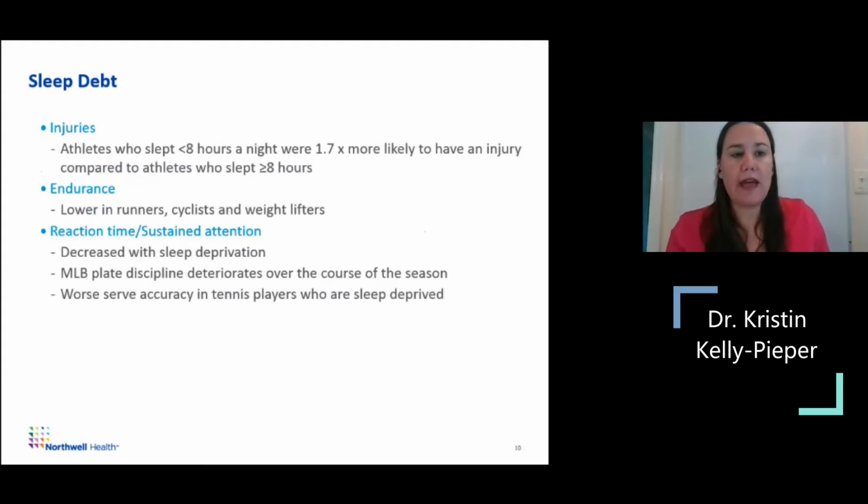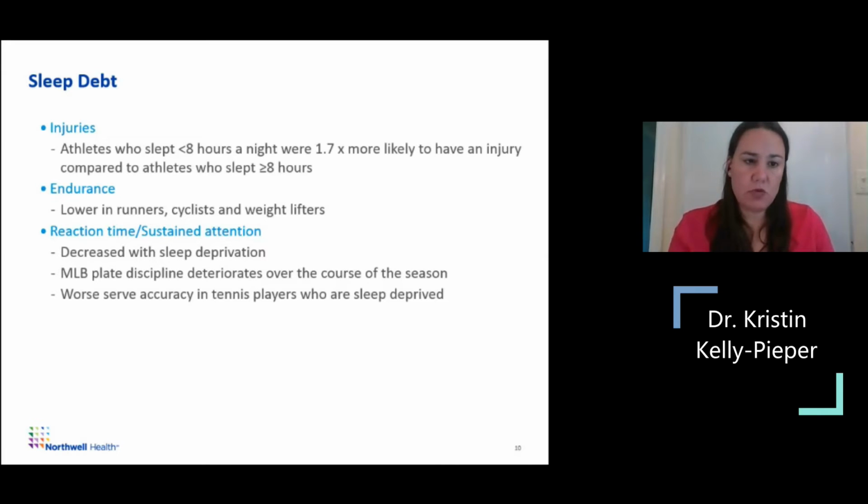When we're talking about our athletes, having too much sleep debt can make you more prone to injuries. One study showed that athletes who spent less than 8 hours a night sleeping were almost twice as likely to have a sports-related injury compared to athletes who spent greater than or equal to 8 hours.